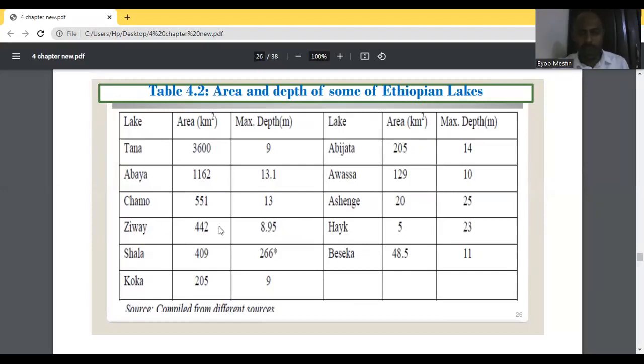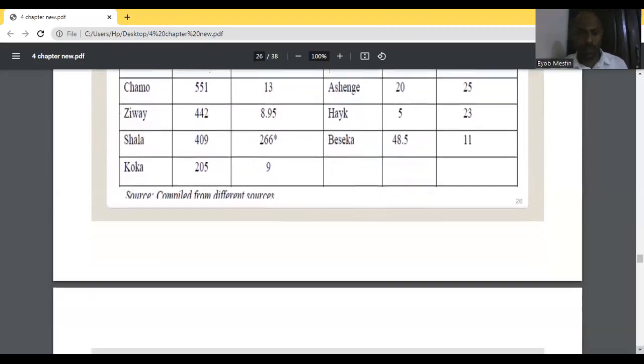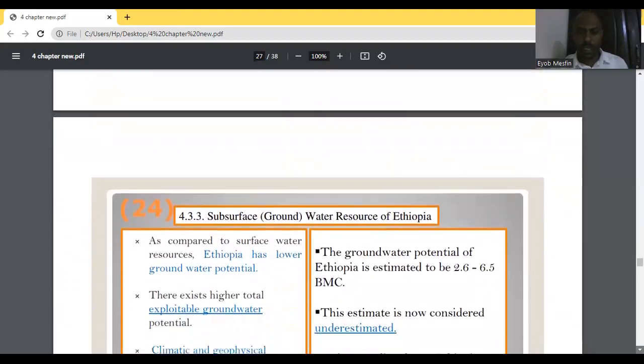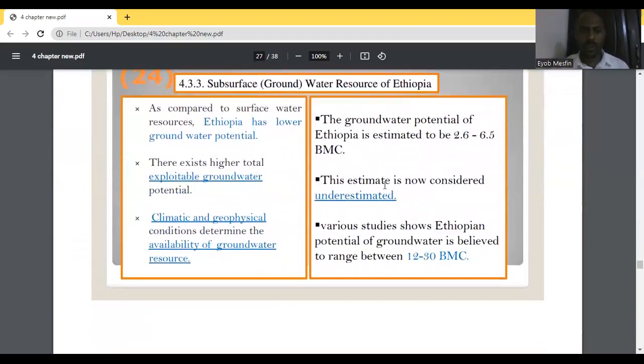Ziway is the shallowest lake, in terms of depth from your material 8.95 meters, but from the other reference material four meters. So how shallow it is relative to the surface of the earth. This one is the shallowest, this one is the deepest. You can see those concepts. The shallowest one is wide, the deepest one is shallow here among the Rift Valley lakes. Koka is another hydroelectric power potential dam. These are some of the concepts we discussed.